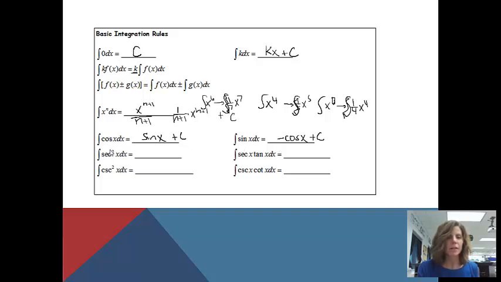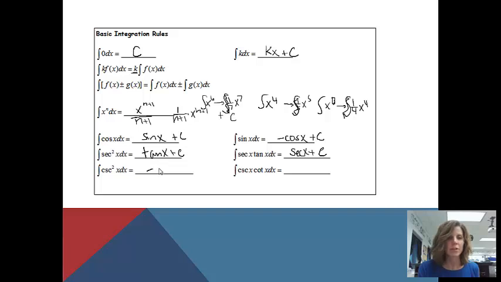Okay, next one, we have the secant squared, and if you know your derivatives, these actually should be very easy to memorize. I'd think, what would my original function be so that when I took the derivative, I'd get secant squared, and that would be tangent. And then the next one, what original function would I have started out with so that my derivative would be secant x tangent x? That would be secant x. Okay, this next one, what function would I have had to start with so that my derivative is cosecant squared x?